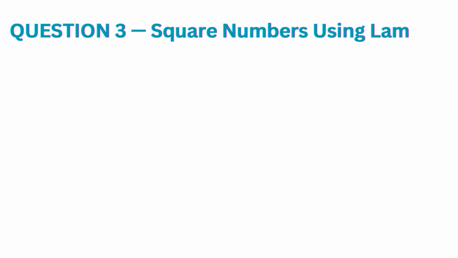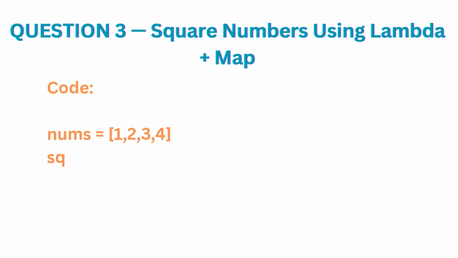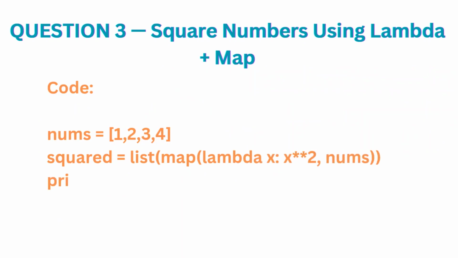The next question is square numbers using lambda plus map. So we combine both lambda and the map function that applies an operation to every element in a list. Here numbers are given 1, 2, 3, 4 and square should be list of map of lambda x: x multiplied with x, or x exponent of 2. That's the numbers and that should print the square numbers.